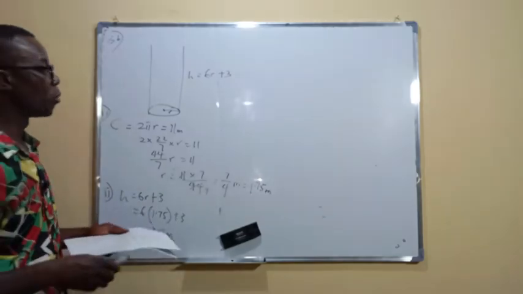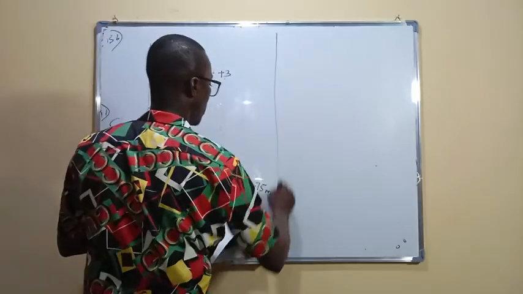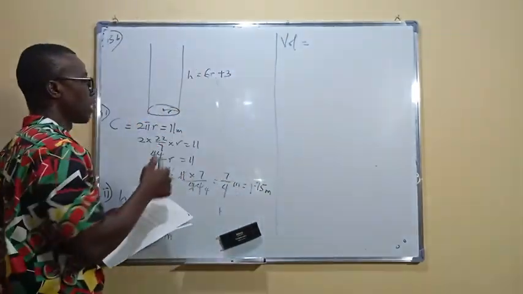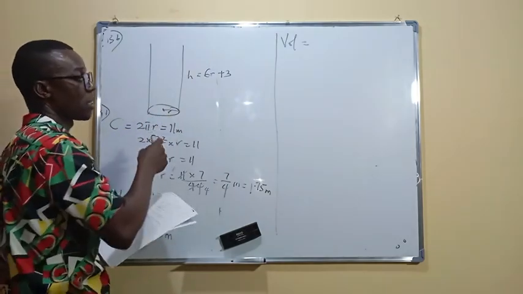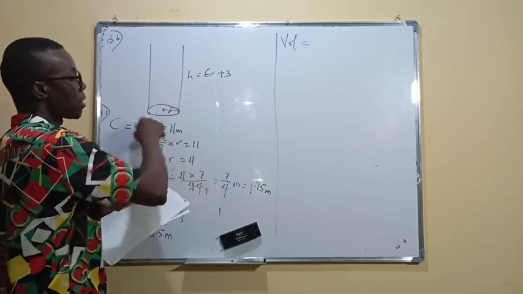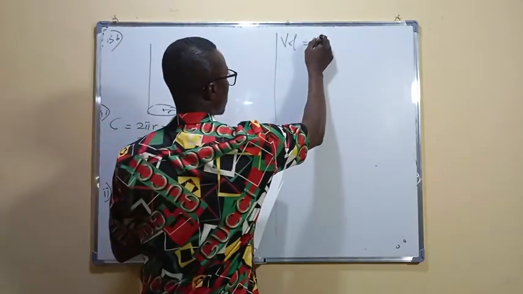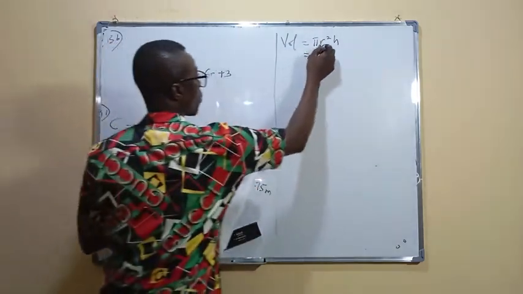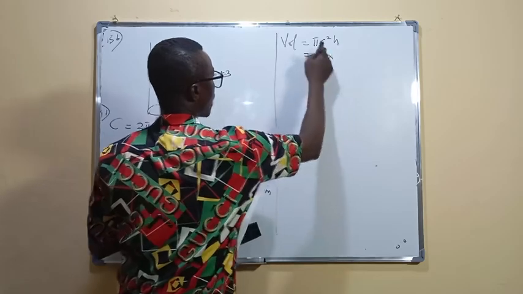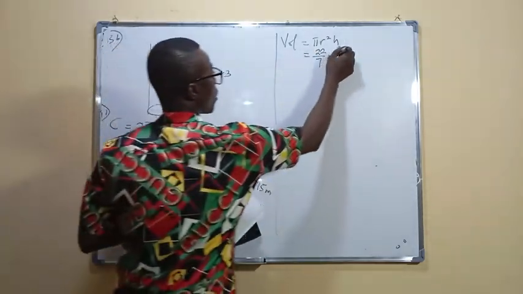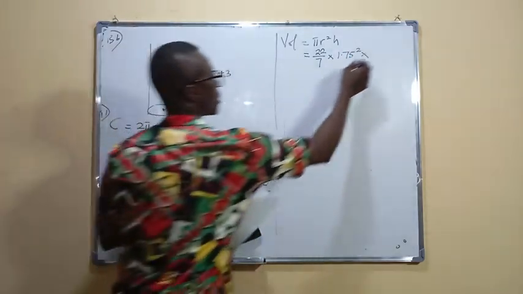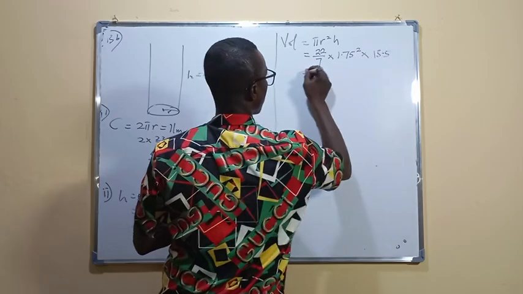And then the volume of the tank. So what would be the volume of the tank? The formula for the volume is the area of the base times the height. What's the area of the base? Pi r squared times the height, which is h. And again, we're going to be using 22 over 7 times the radius, which is 1.75 squared, times the height, which is 13.5.